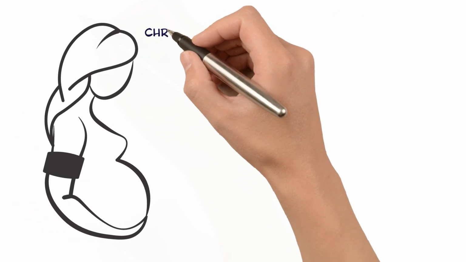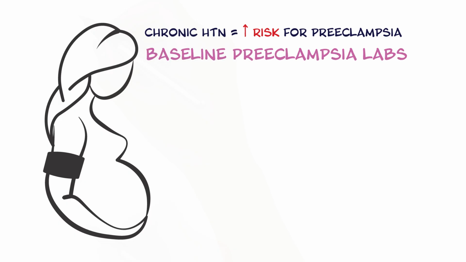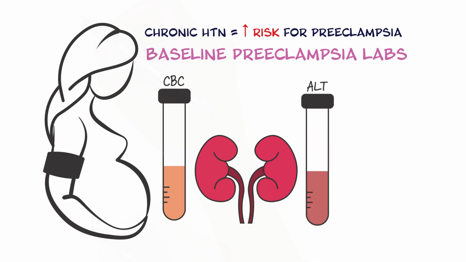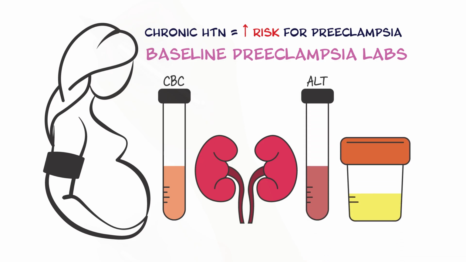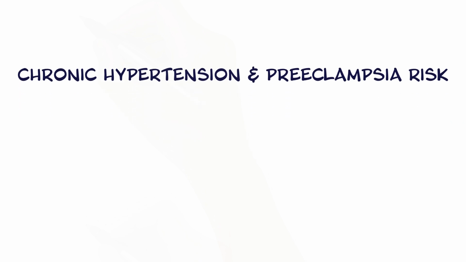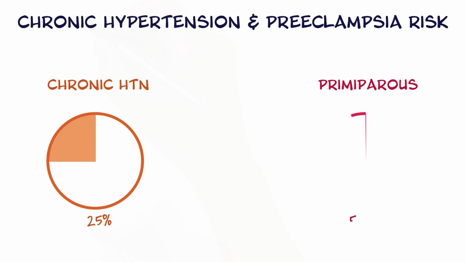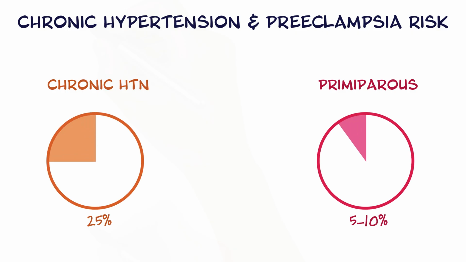As patients with chronic hypertension are at increased risk for preeclampsia, obtaining baseline preeclampsia labs is helpful for future comparison if preeclampsia is later suspected. These labs include a CBC, creatinine level, ALT, and urine protein to creatinine ratio. Patients who have chronic hypertension can have good pregnancy outcomes. However, they are at a heightened risk of developing preeclampsia, with an approximate risk of 25% compared with 5 to 10% in primiparous patients.